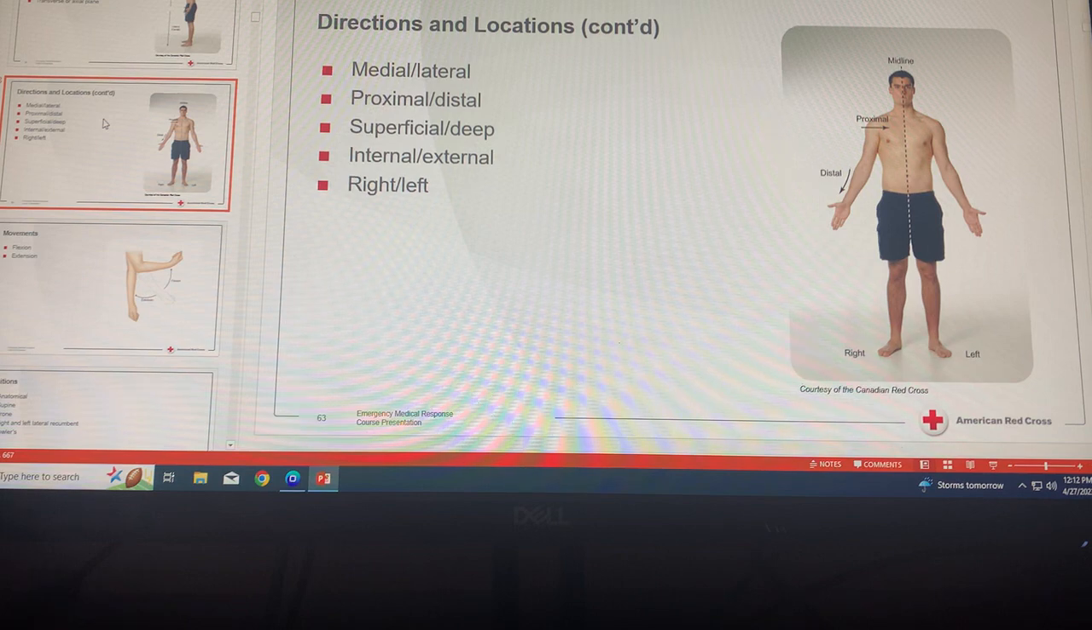Okay, now we're going to discuss directions and locations, continued. The medial and lateral. The terms medial and lateral refer to the midline, an imaginary line running down the middle of the body from the head to the ground and creating right and left halves. Any part toward the midline is medial. Any part away from the midline is lateral.